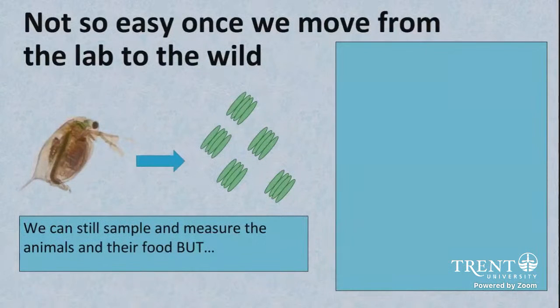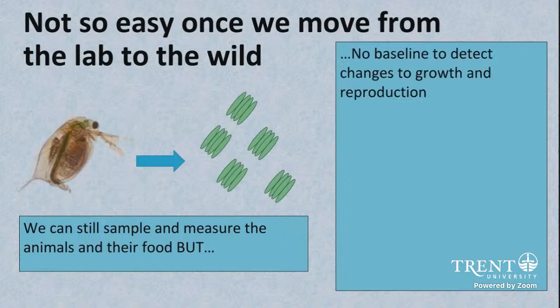This gets a little bit more complicated, however, once we step away from the lab and we're trying to apply this to wild systems. So if I was to go out to one of the many, many lakes that we have surrounding us here in Peterborough, I could definitely collect some Daphnia, I could definitely collect some seston, and I could take some measurements of things like carbon to phosphorus ratios, but we don't have any form of baseline to detect changes to growth and reproduction. So these are two of our big indicators in lab-based experiments that we just cannot use in unknown animals.